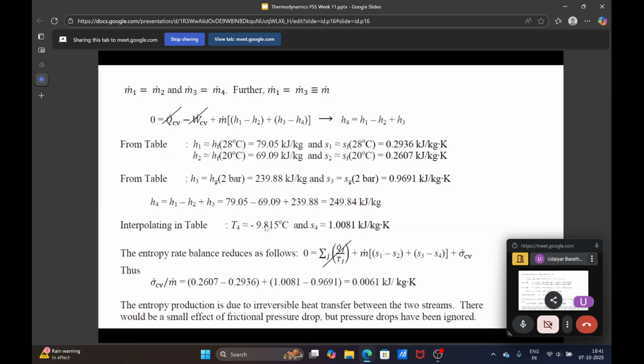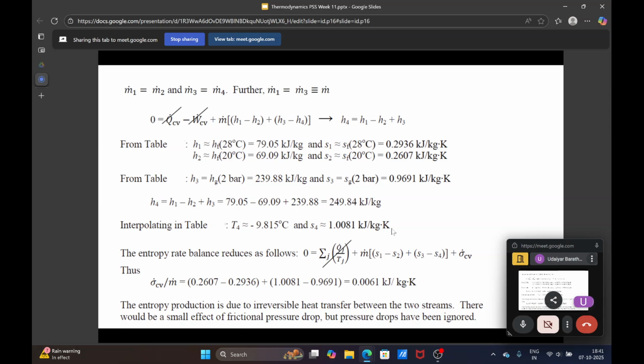and this is in the superheated state because we are using a refrigerant. So the saturated temperature corresponding to 2 bar for R22 is minus 25.18. So my inlet stream 2 is at 2 bar and minus 25.18 as saturated vapor, and it is exiting at a temperature of minus 9.815, which is a superheated state, much higher than minus 25. And the entropy corresponding to this pressure and enthalpy values is 1.0081 kilojoule per kg Kelvin.